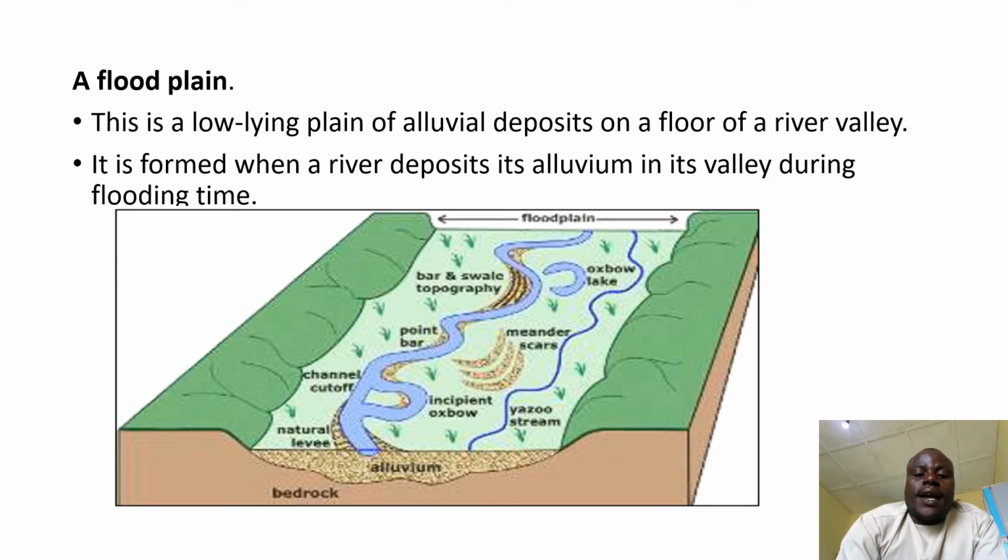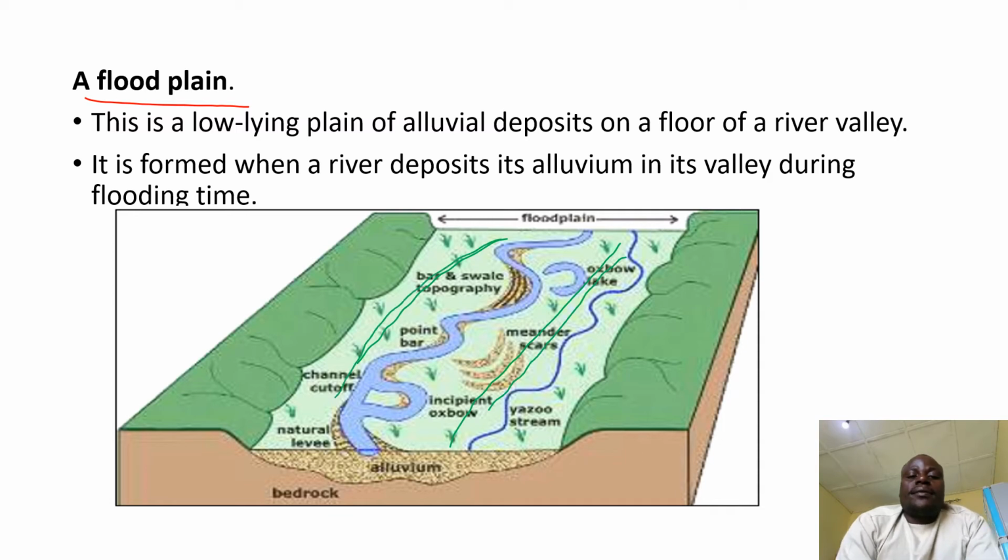We have floodplains. A floodplain is a low-lying plain of alluvial deposits on the floor of the river valley. Floodplains are neighboring lowlands of the original river within the river valley. During rainy season, floods occupy this space. That's why we call it a floodplain.